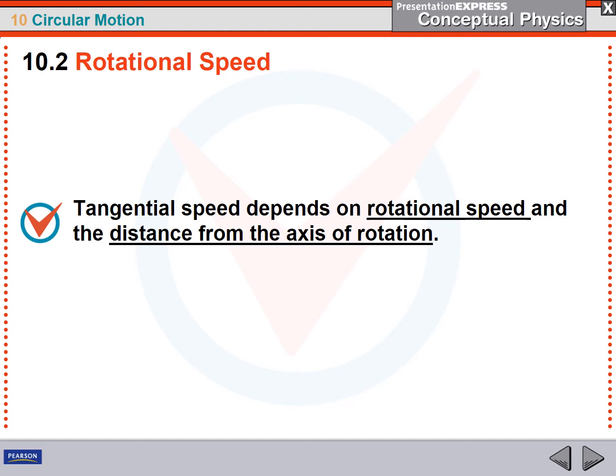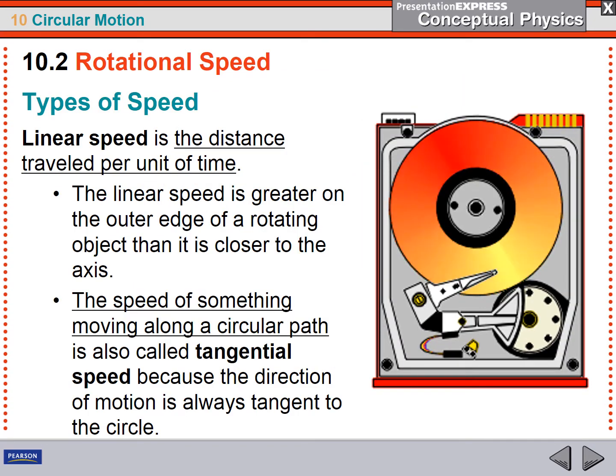Before we proceed with the next slide, remember the word tangential speed. And remember that tangential speed depends on rotational speed and the distance from the axis of rotation. In circular motion, we have different types of speed. We have linear speed, tangential speed, and rotational speed.